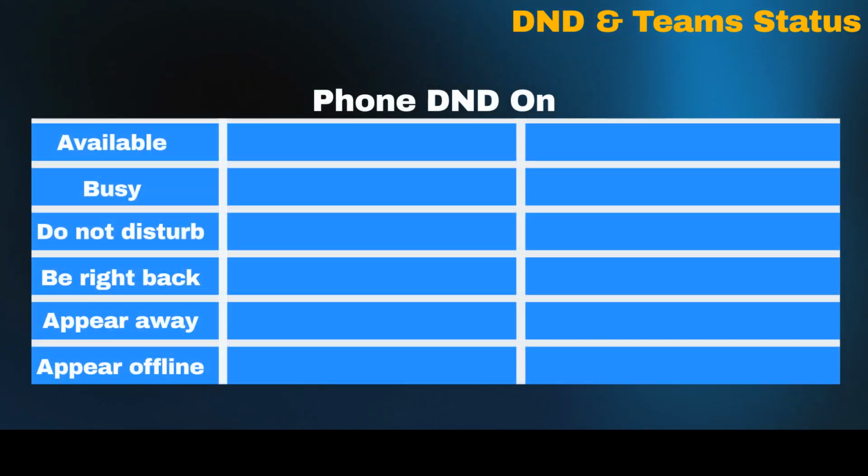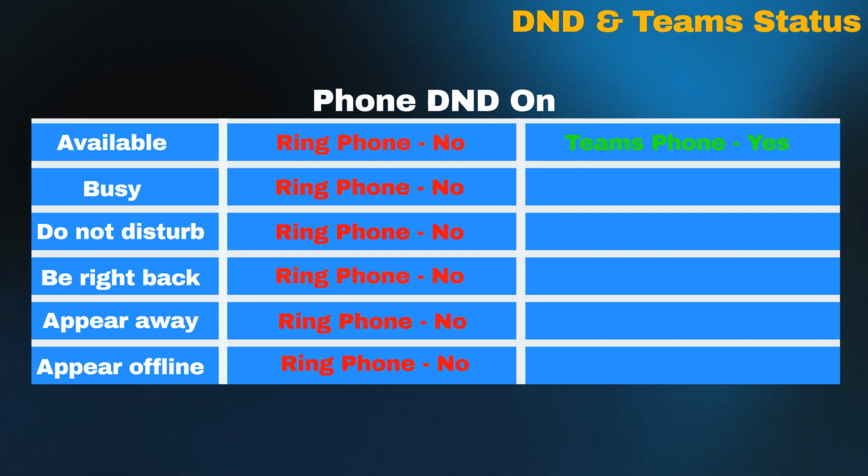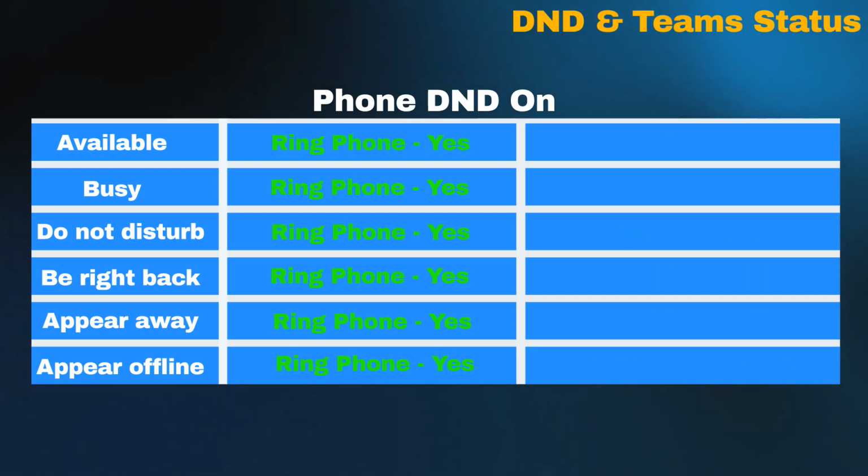When using both a phone and Teams for calls, where calls will ring will be dependent on the phone's Do Not Disturb setting and the status of Teams. The following tables will provide where the call will ring through these settings. When Do Not Disturb is activated on the phone, the following below will apply. When Do Not Disturb is not activated on the phone, the following will apply.